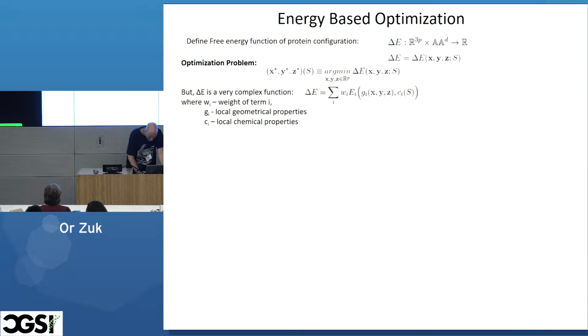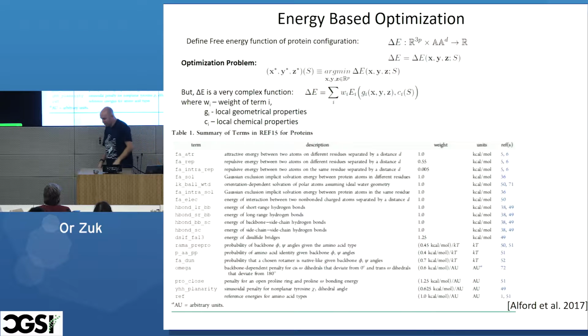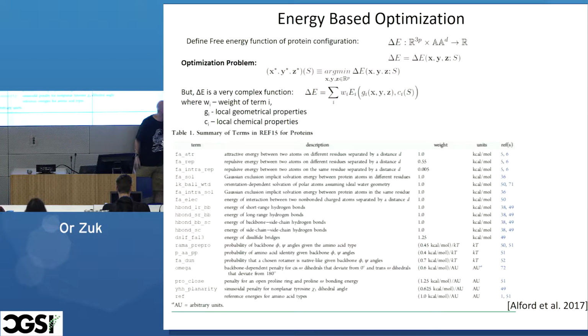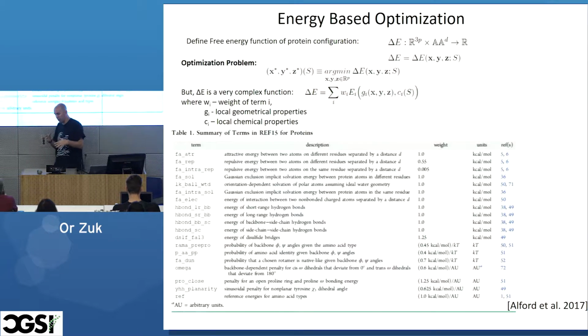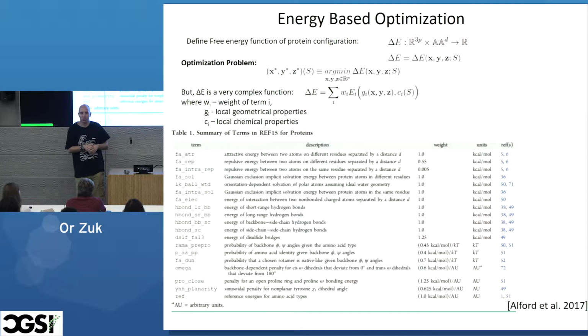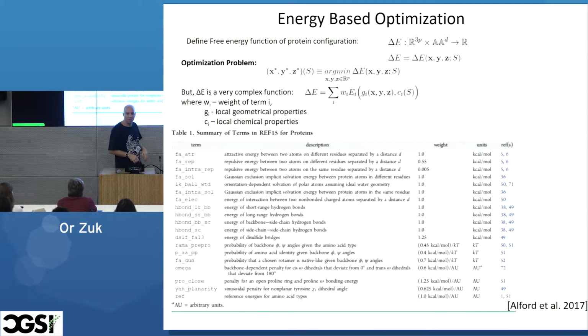So again, like I said, there are many, many terms, and if you just look at the most recent energy function of Rosetta, Rosetta is one of the leading, if not the leading, programs for structure prediction, these are all the different types of terms that go into this energy function, right? And in fact, there's a whole paper, by Alford et al., whose title is something like describing the latest energy function of Rosetta. So it's really a complex function.